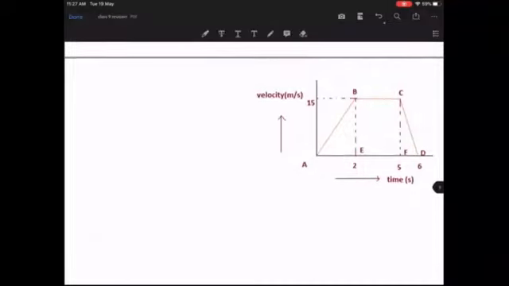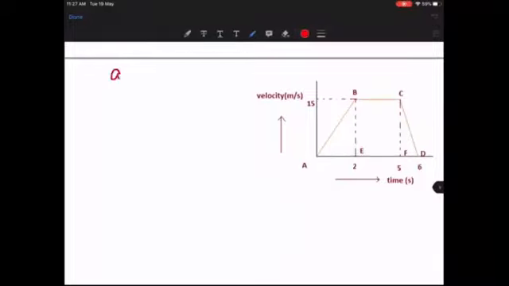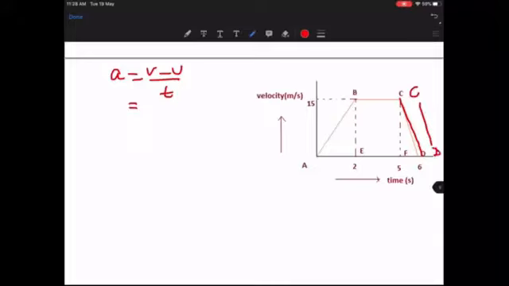Let's first calculate the acceleration. So the acceleration here is V minus U upon T. Now you only have to understand the last part. Do not concentrate on the first part. It is over. He is only asking you about the last part. So in the last part, from C to D, what is the initial velocity? Tell me what is your initial velocity here.